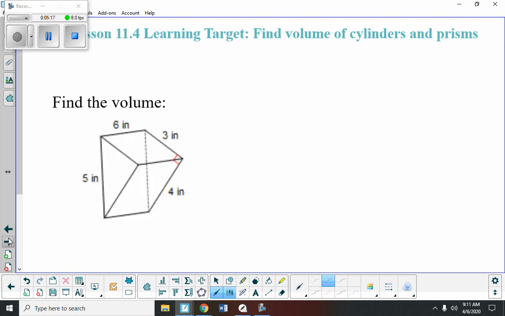Now here's an example. Find the volume. So again, volume is area of the base times the height. The big thing here is you have to determine the base. Remember, the base is the two shapes that are congruent and parallel. And so we have a triangle here, and you have a triangle here. So these would be what we would consider the base.